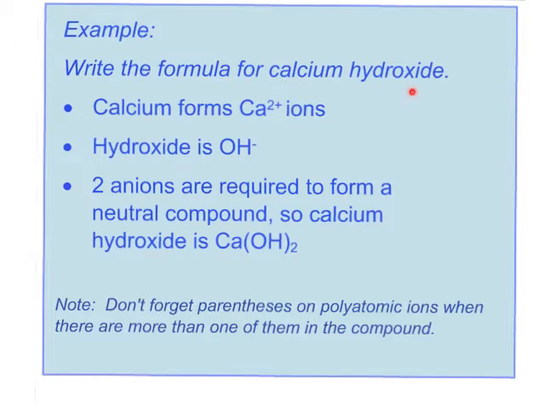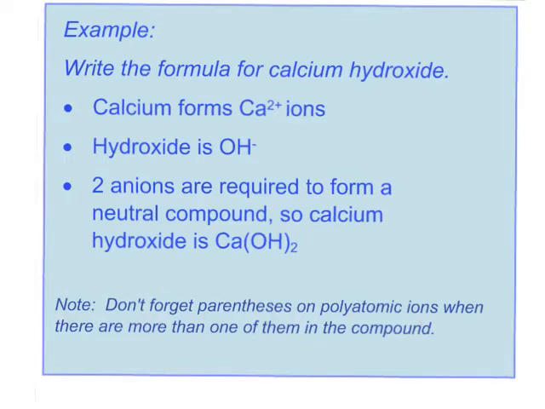And so remember, we're going to use rules very similar to the type 1 binary ionic compounds. So let's look at our cation first, the calcium. It forms a +2 ion. Then let's look at our hydroxide, our anion. It's OH -1. So we know that 2 anions are going to be required to form a neutral compound. So our formula for calcium hydroxide is right here, calcium, and then we have 2 hydroxides.